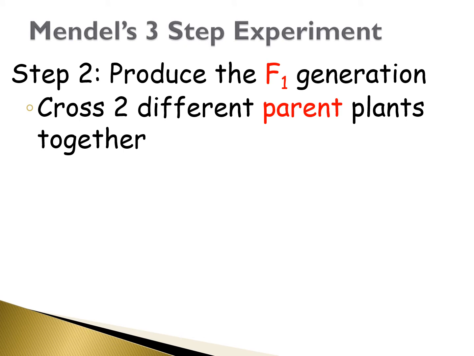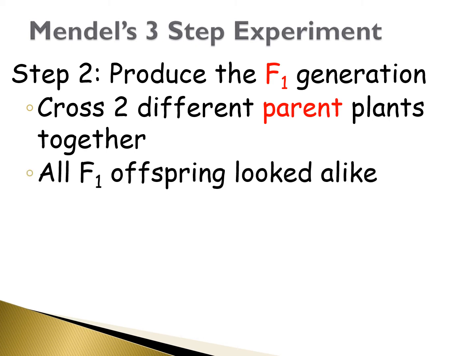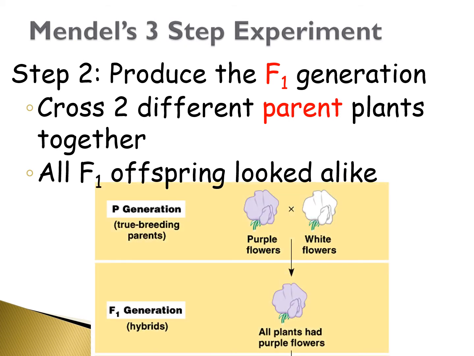So he crossed two different parent plants together. He crossed purple flower plants with white flower plants. However, all of the F1 offspring looked alike. So what that means was, again, if you had some purple parents and some white parents, most of us would expect that some of the kids would be purple and some of the kids would be white. Well, what he found every time he did the experiment, the F1 generation always was purple.